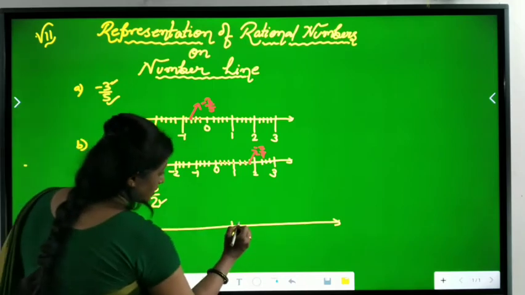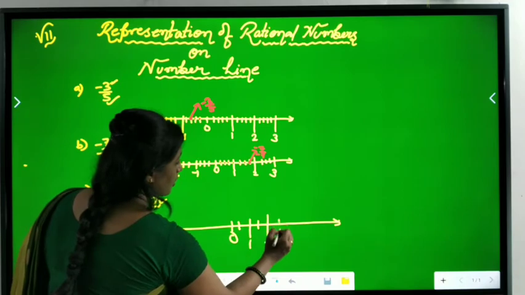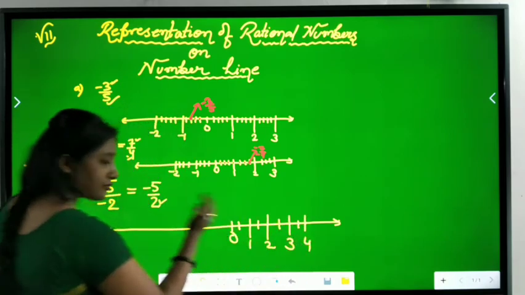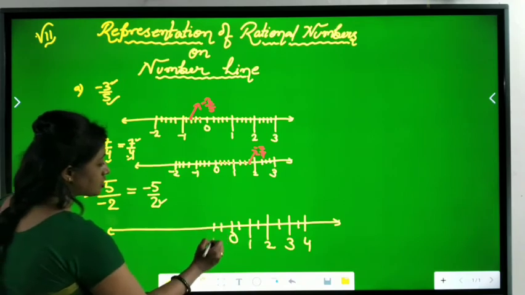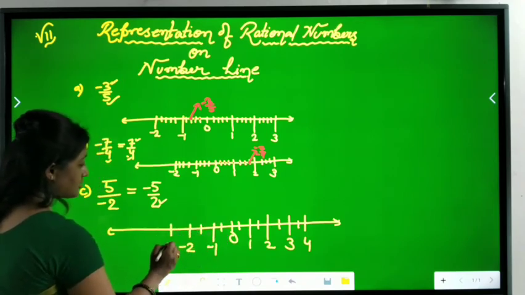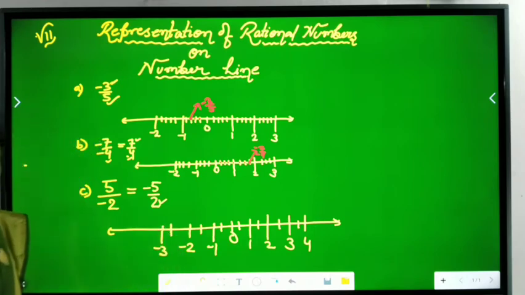So look at here, 1, 2, this is 1, 1, 2, this is 2, 1, 2, this is 3, 1, 2, this is 4. In the same way, come to the left side. 1, 2, this is minus 1, 1, 2, this is minus 2, 1, 2, this is minus 3, and so on.